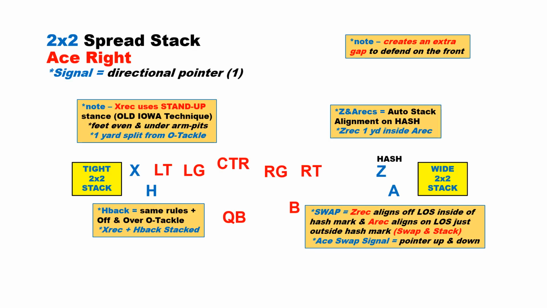All right, so here's the ACE set. You can see we're going to have a tight stack to the left where the X will be in a 3-foot, 4-foot split, and the H does his normal over and off alignment. The Z now will come inside the hash, and we get our stack to the wide side automatically with it.